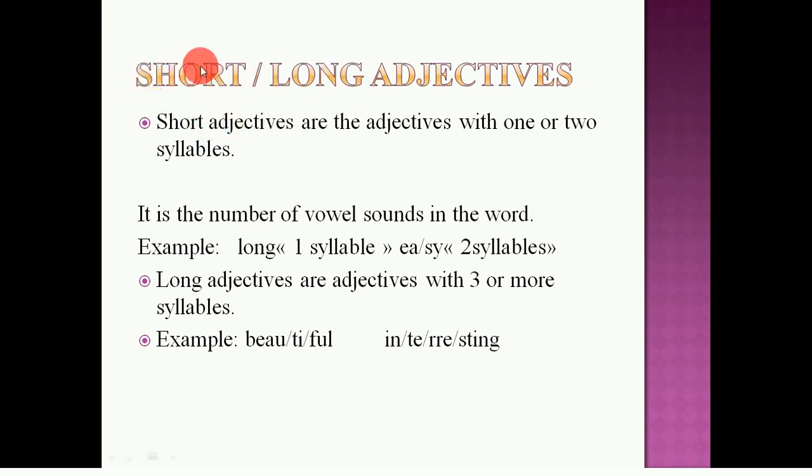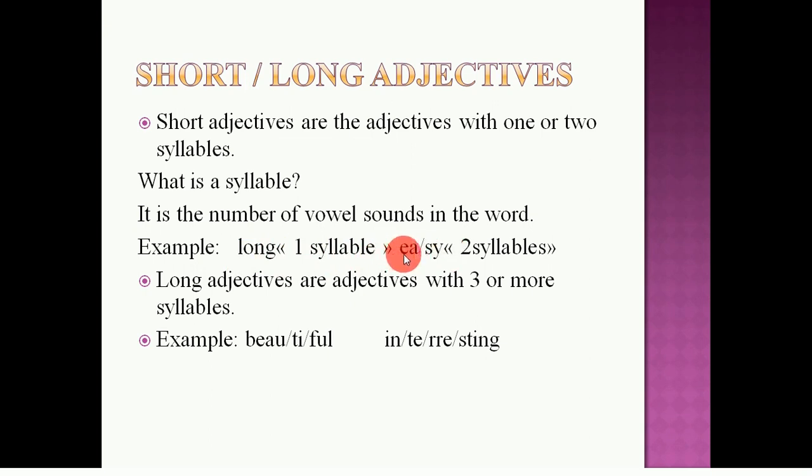So what is a short adjective? Short adjectives are the adjectives with one or two syllables. بصح what is a syllable؟ وش معناها the word syllable؟ It is the number of vowel sounds in the word. عدد أصوات الفوايل في الكلمة. For example, long: قداش فيها من صوت نتاع فوايل؟ فيها صوت واحد اللي هو O. Long معناها فيها one syllable. مادام فيها one vowel sound فيها one syllable.